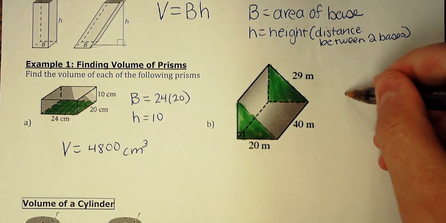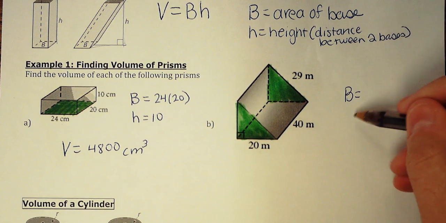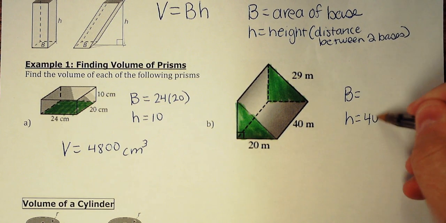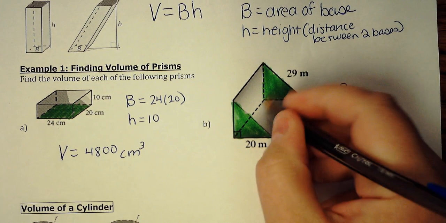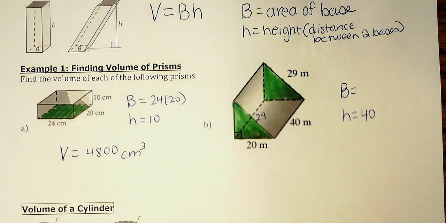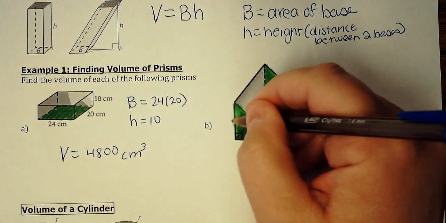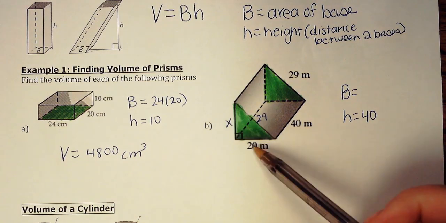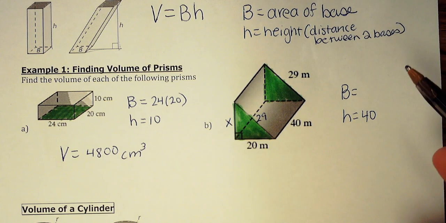Okay, now here, the area of the base is going to be the area of this triangle, and the height is the distance between the two bases, so that's just the 40. Now, the issue with this question here, the 29 would match up here on the triangle. But if I want to find the area of the triangle, I need the base and the height of the triangle. So just for the triangle, I'm going to put a little X there. I need that distance. So the base is the 20 of the triangle, the height would be the X, so we got to figure that out.